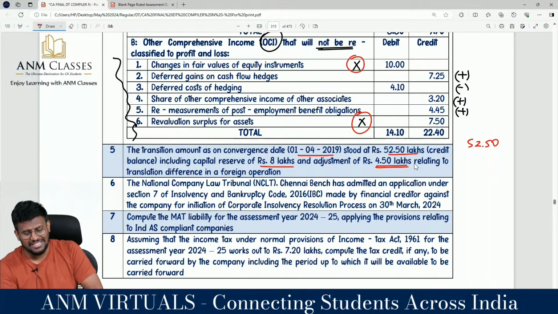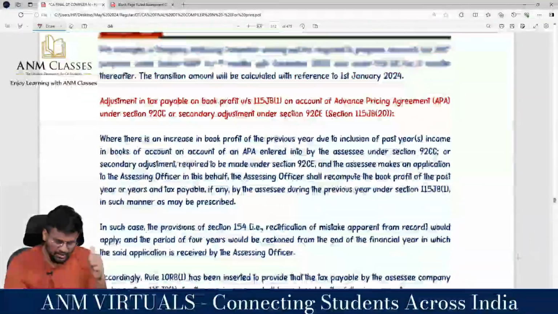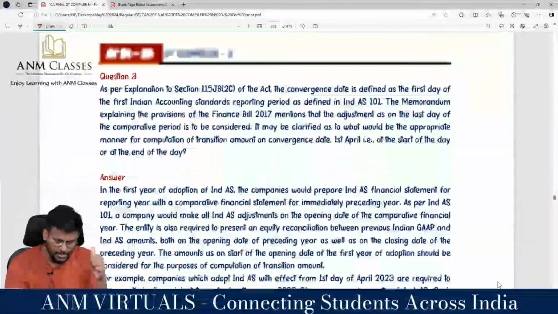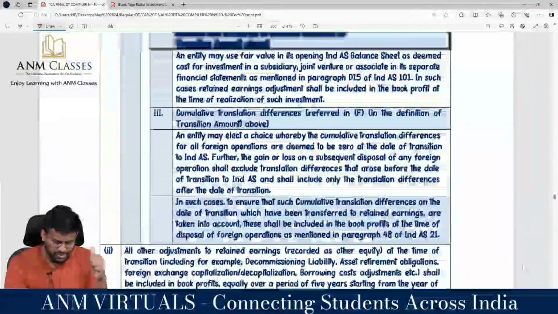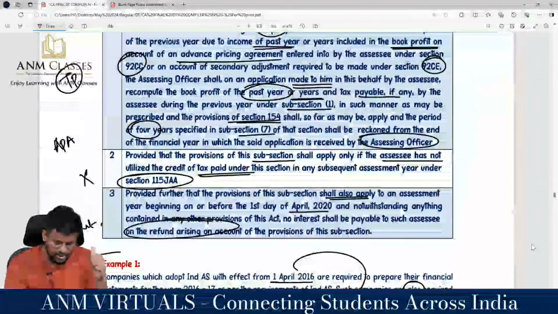We have already discussed that. 6 things will not come when you are taking the transition amount. Here I have written, just now I have revised for you, my dear lovable students. This is what they are talking about.